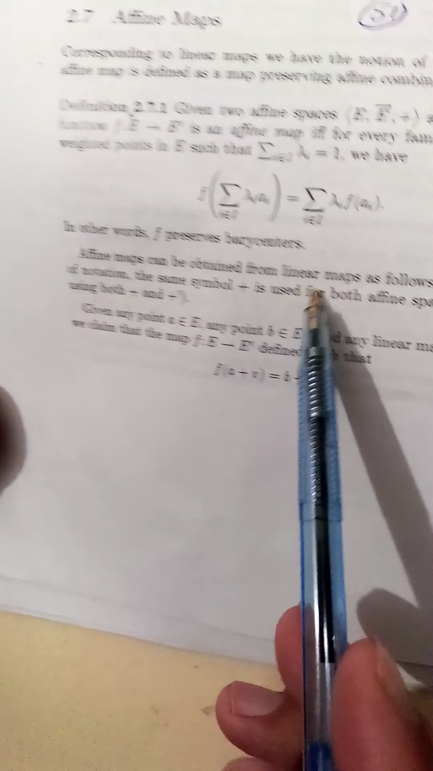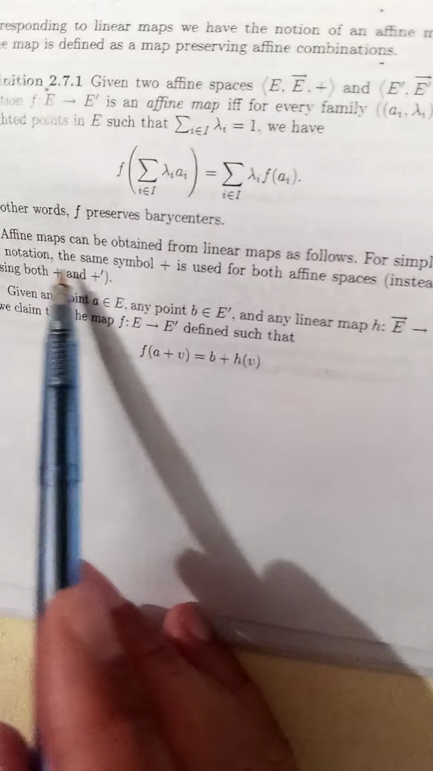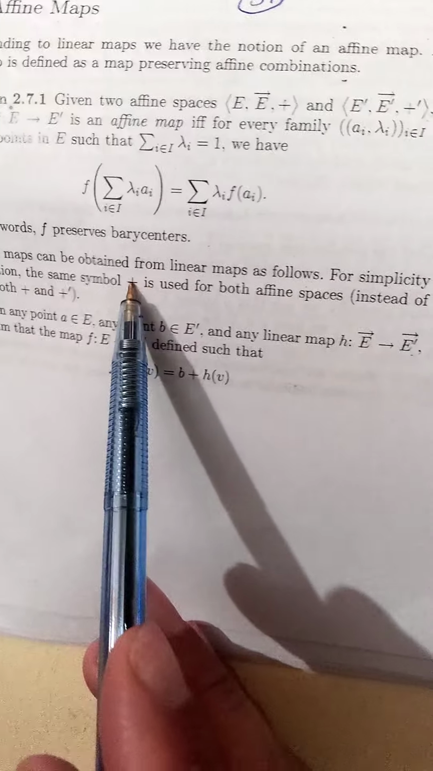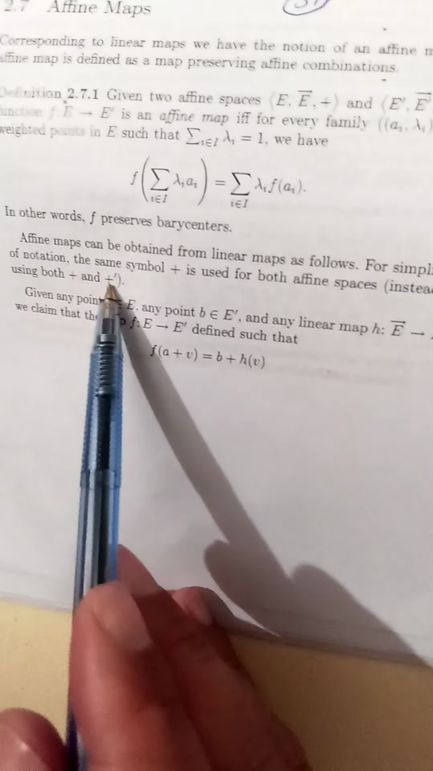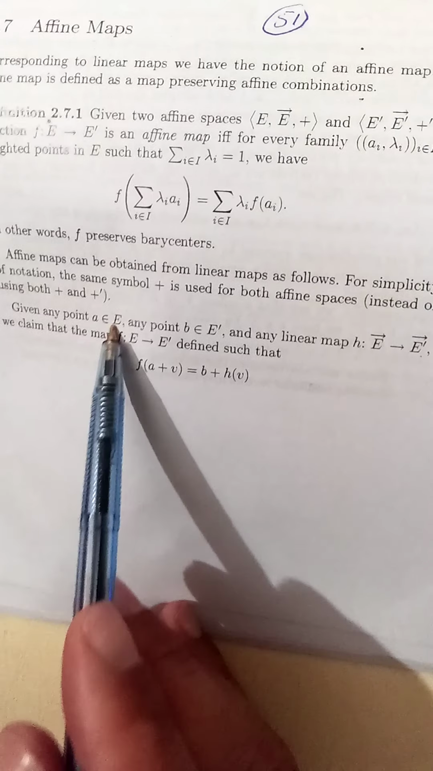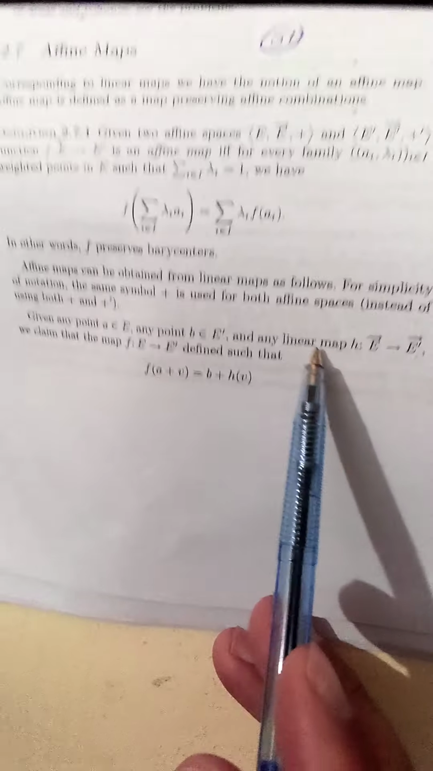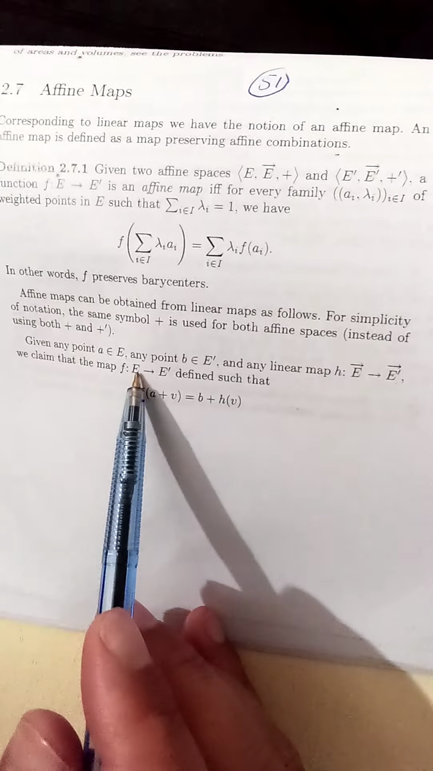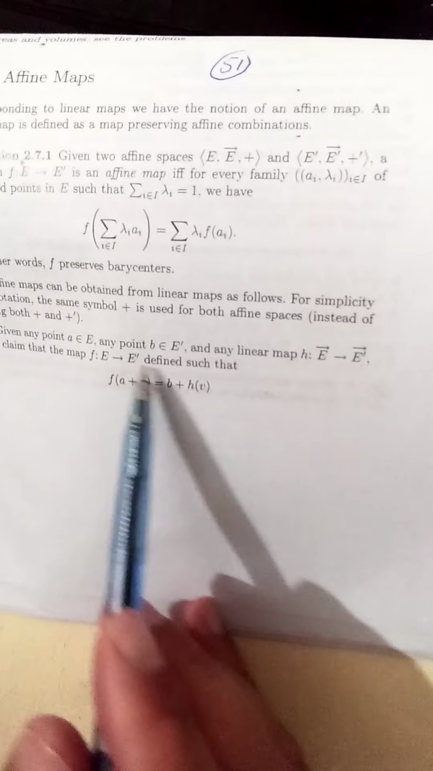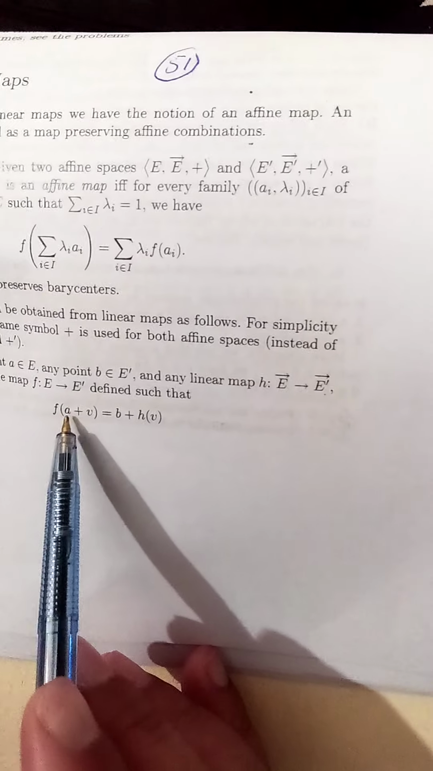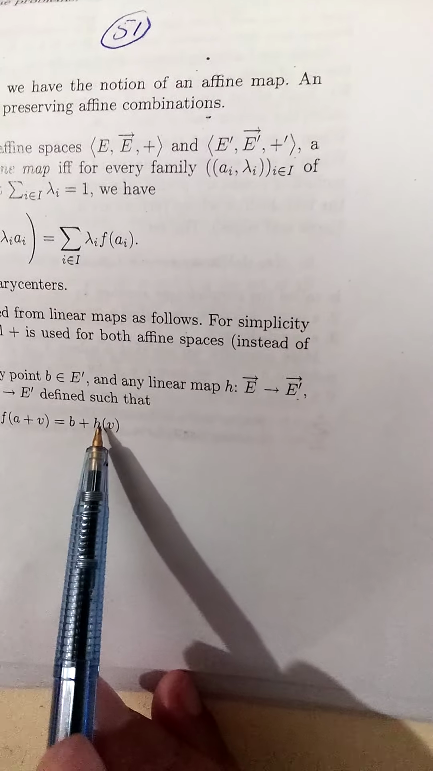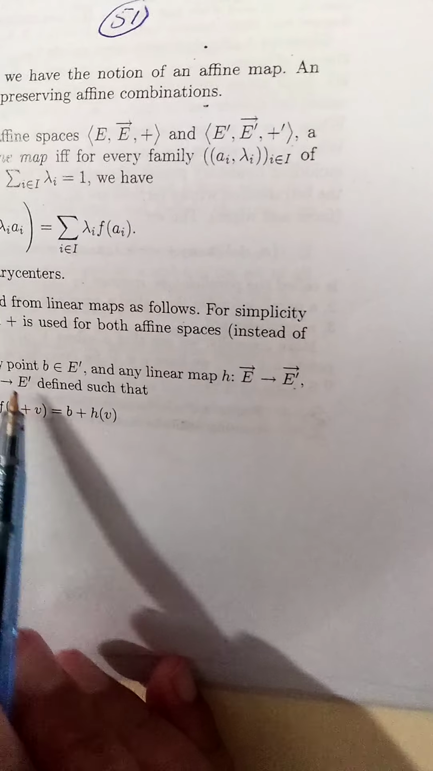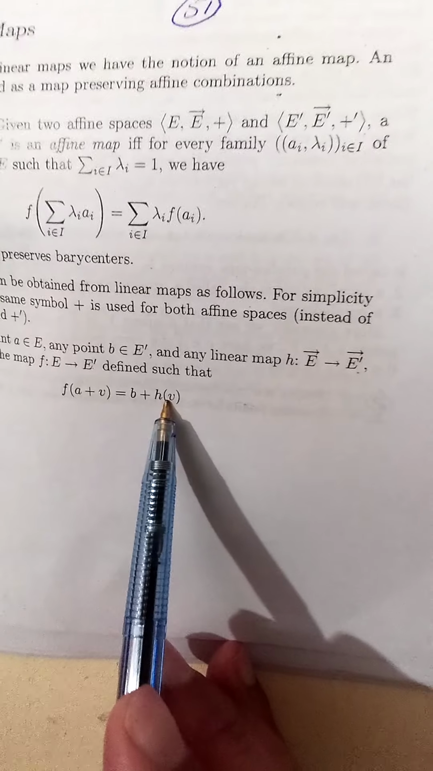An affine map can be obtained from linear maps as follows. For simplicity of notation, the same symbol plus is used for both affine spaces instead of using both plus and plus prime. Given any point a belonging to E, any point b belonging to E prime, and any linear map h from vector space E to vector space E prime, we claim that the map f from affine space E to affine space E prime defined such that f of a plus v, where a is a point and v is a vector, is equal to b plus h of v.